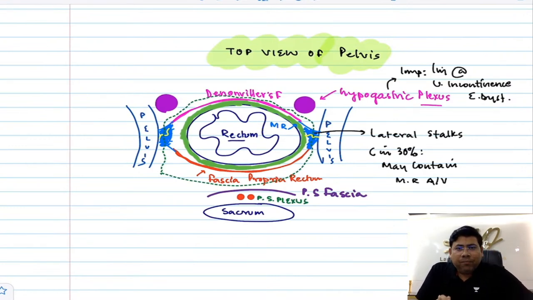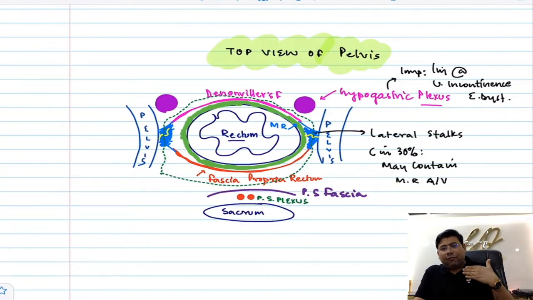So where should you be? You should be dividing these fascias in the middle. Remember, the fascia propria should be intact, and so is the Denonvilliers' fascia, so that you don't leave the mesorectal fat. Remember, injury to the fascia propria of the rectum or Denonvilliers', that means you might have left a residual tissue, and that is where you say that CRM is not achieved. Similarly, damage to the presacral fascia or the hypogastric plexus is going to result in a lot of complications.